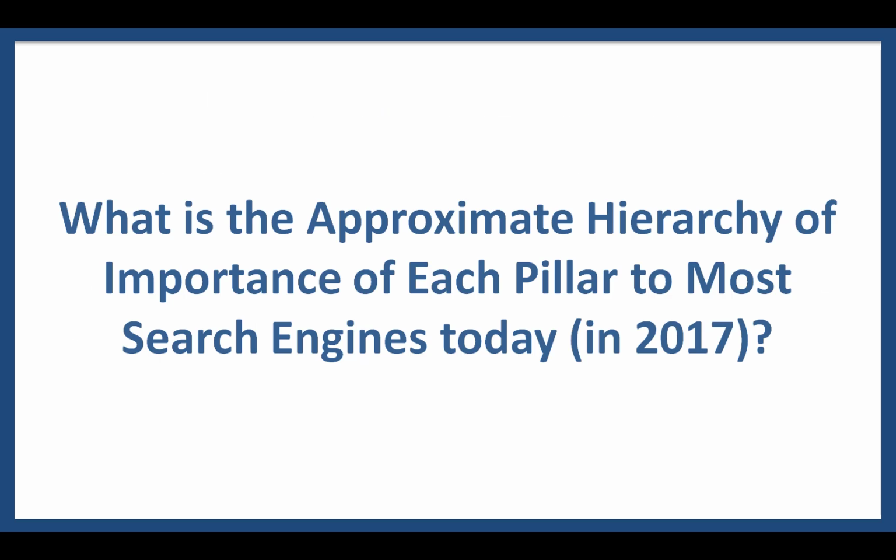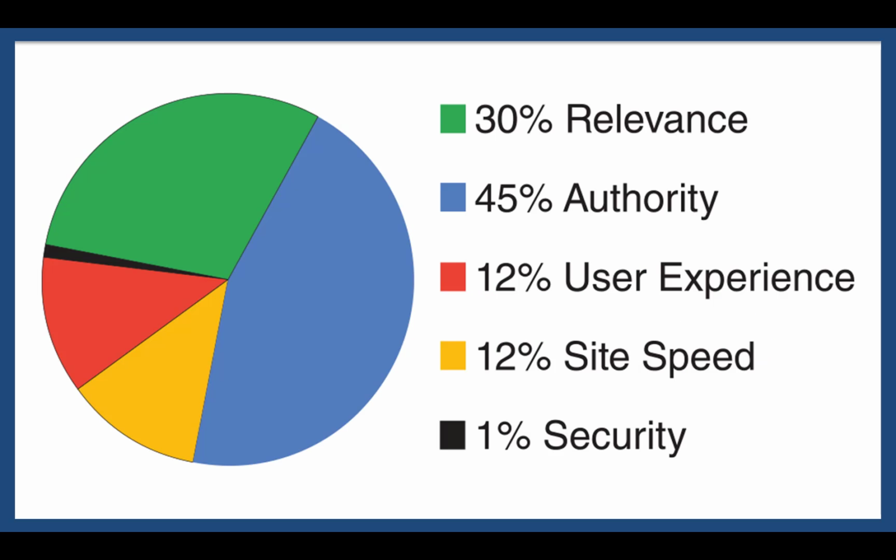So what is the approximate hierarchy of importance of each pillar to most search engines today, in 2017, or likely 2018 or 2019? Relevance will be at around 30%, and this is from my tests. I've done a number of tests over the last 2-3 years. And authority would be one of the most important aspects. I think that they're both important. They're like brothers. They work together. You can't really have one without the other if you expect to rank on the first page for anything.